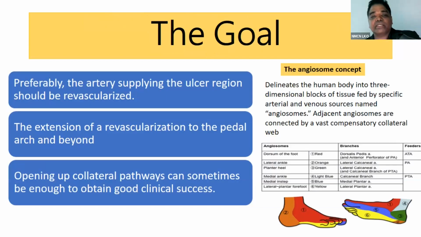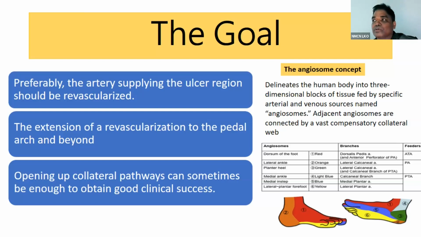And the goal of treatment is preferably to recanalize the vessel that is feeding the area of the ulcer. And the revascularization should extend up to the pedal arch and, if possible, beyond. If you're not able to recanalize the vessel that is leading to the ulcer, we can still open up other vessels, and that will provide a collateral pathway. If all vessels are affected below the knee, we should try to open up all vessels. But if it is not possible, try to open up at least one vessel.